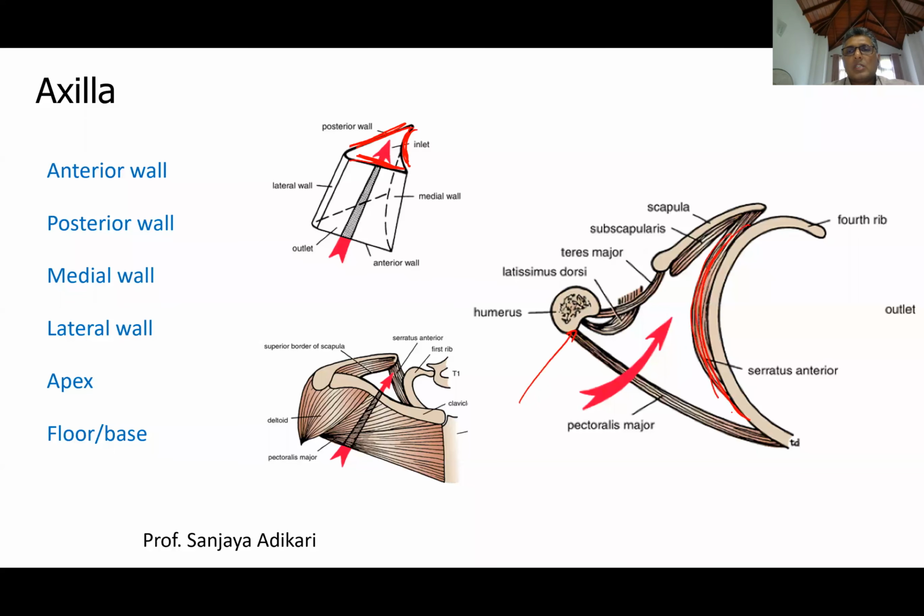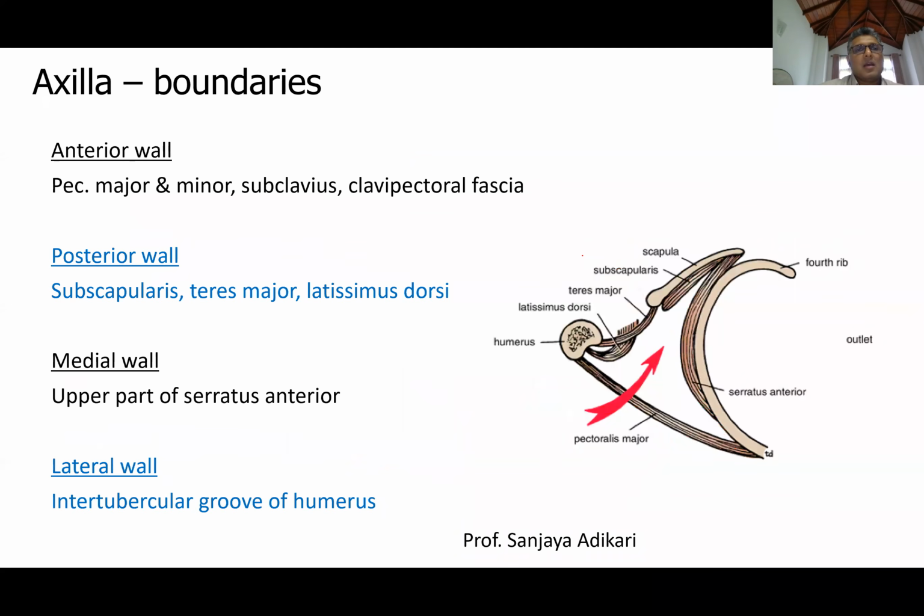The medial wall is formed by the ribs, intercostal muscles, and the serratus anterior muscle. The anterior wall is formed by the pectoralis major, pectoralis minor, and clavipectoral fascia. And the posterior wall is formed by the subscapularis muscle, teres major and latissimus dorsi muscles mainly. So that is your axilla.